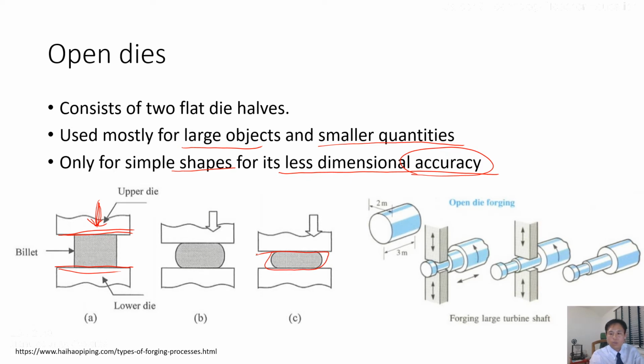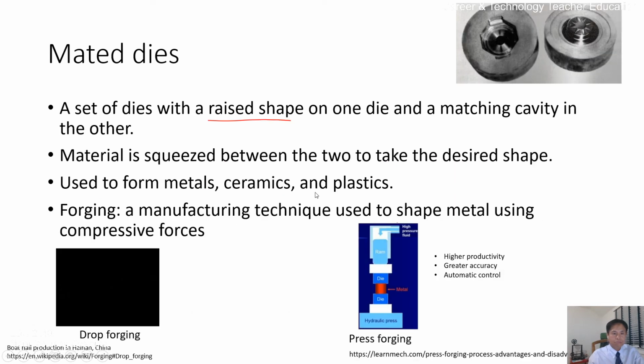This is one example of open die forging. This is the original object, right? And this is the die. While rolling this object, the die pushes the object and creates this pattern. So this is the final product. This is an example of open dies, but it provides less dimensional accuracy.